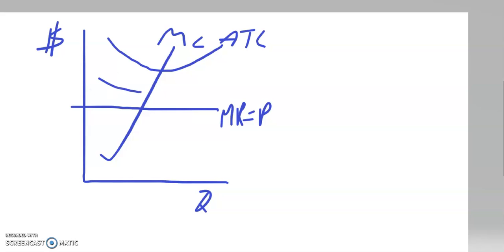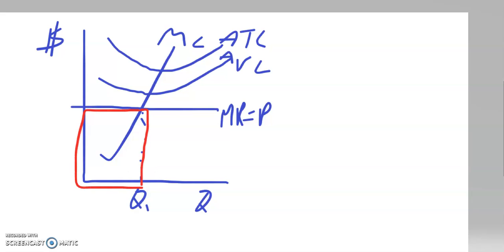Okay, AVC now is above our price, and it's supposed to say AVC. All right. So this firm is going to produce where marginal revenue equals marginal cost, right? So they're going to produce right here at Q1. This is going to be this firm's total revenue, that box right there that I poorly drew in there. This is going to be that firm's total cost, that box that I drew in there, right?